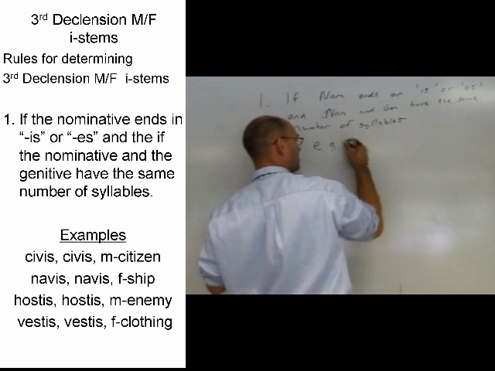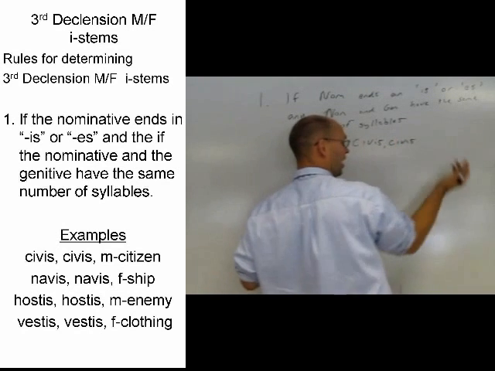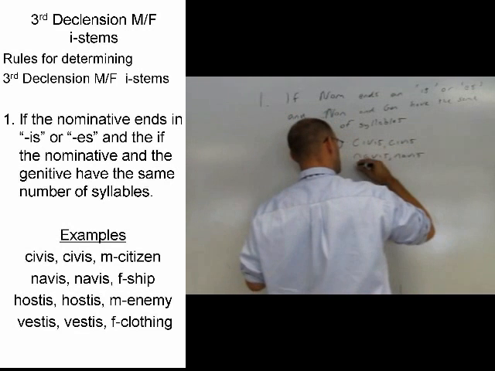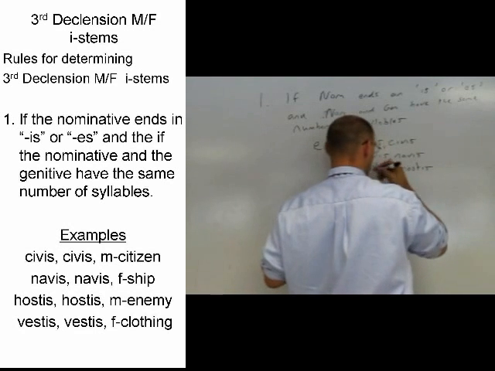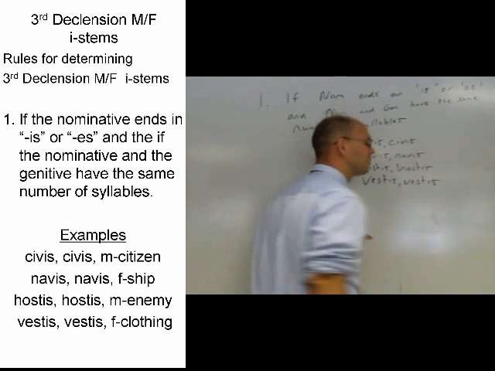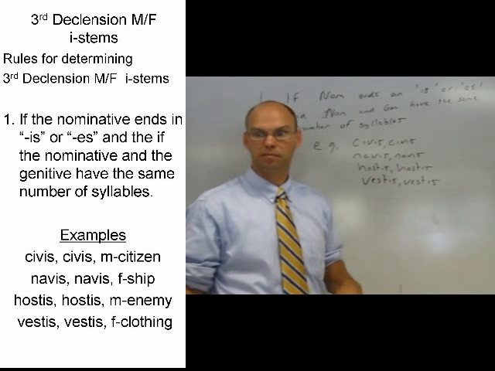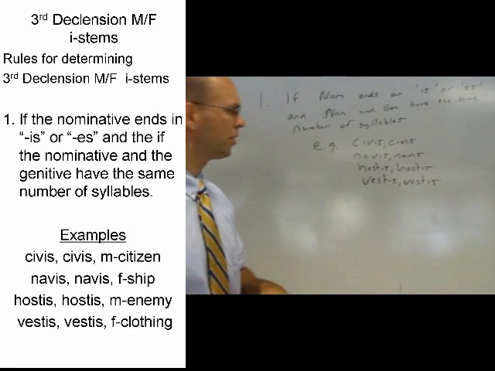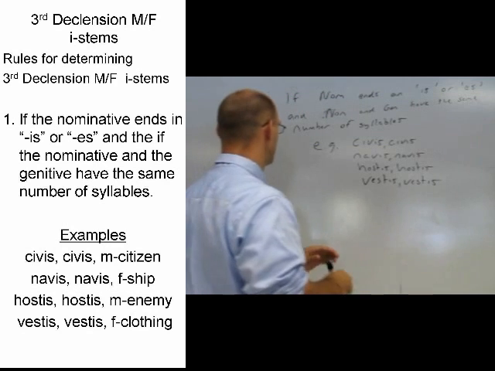Examples: civis, I-stem; navis, hostis, testis. Those are some classic examples. They end in -is and they have the same number of syllables, because they're exactly the same. But that's the rule, and those are the common ones I use. I'm trying to think of one I use instead of that one, but those are pretty common.